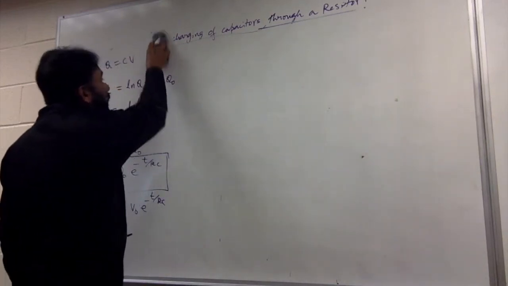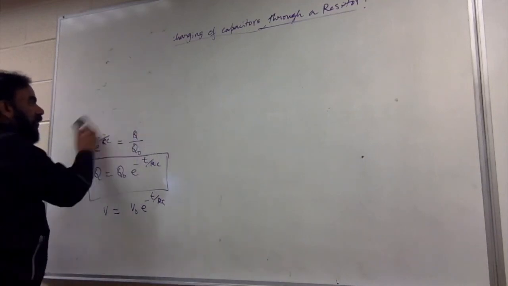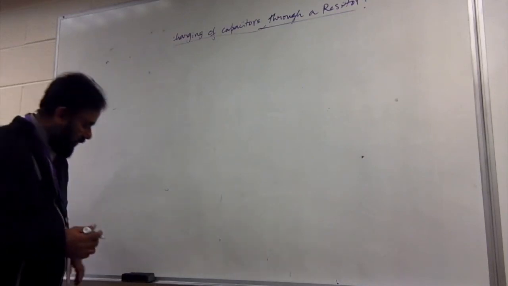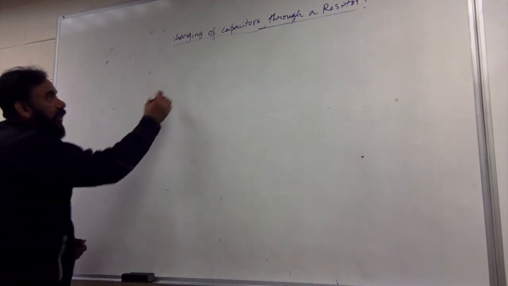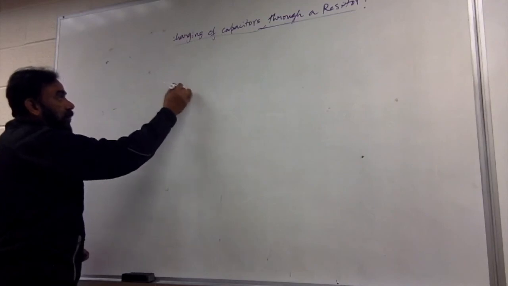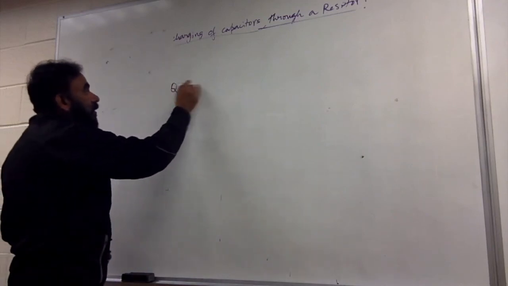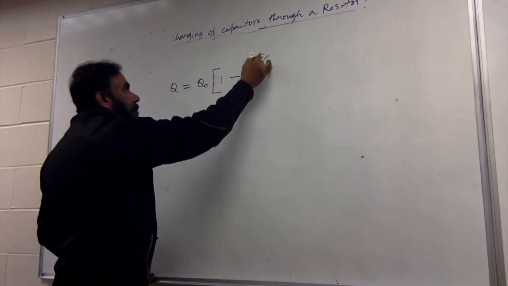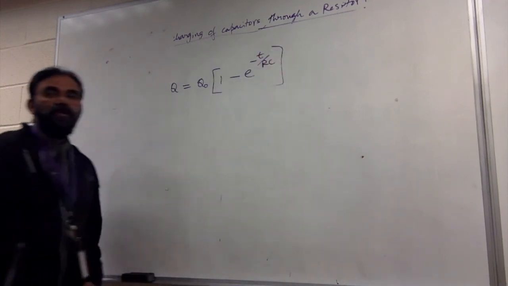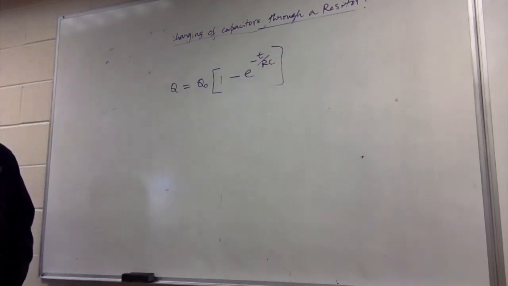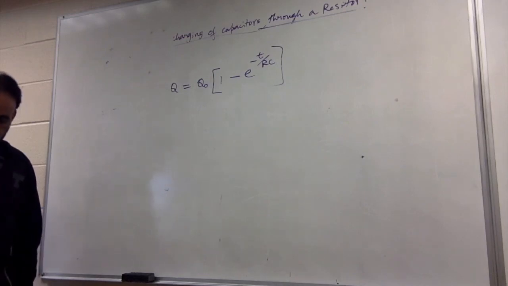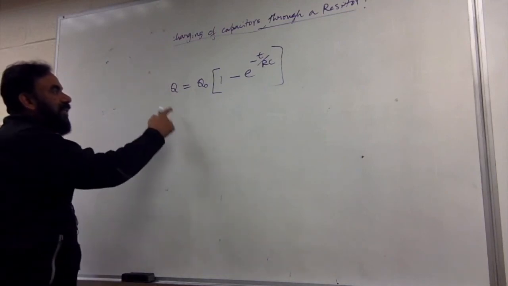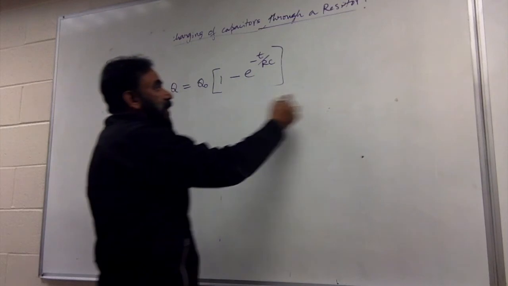For charging of a capacitor, the equation is going to be Q. When you're charging a capacitor, it's Q is equal to Q naught. That's going to be the expression. We can derive it the same way as we derived this one. Similarly, the current is going to also fluctuate like this. So what does this mean?